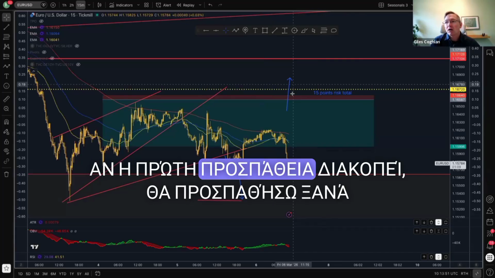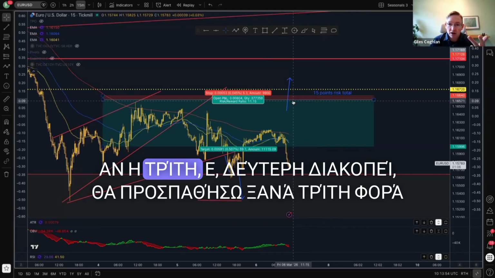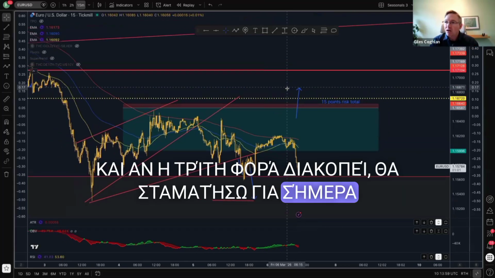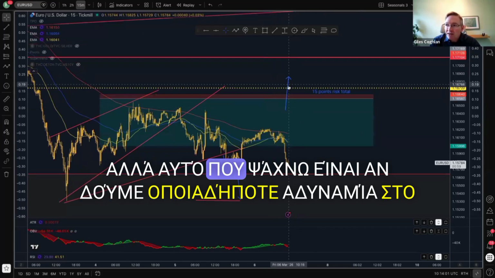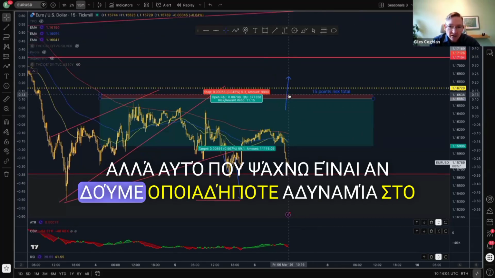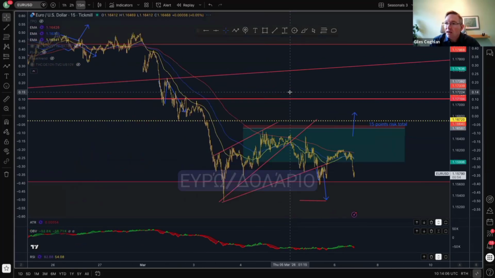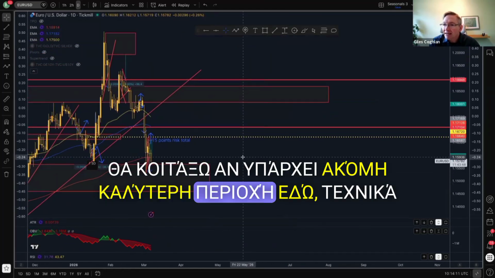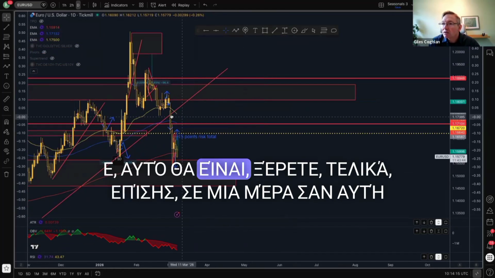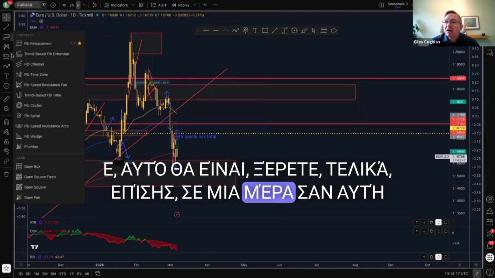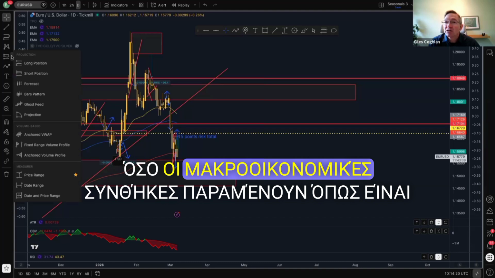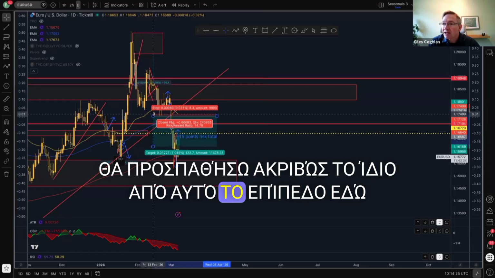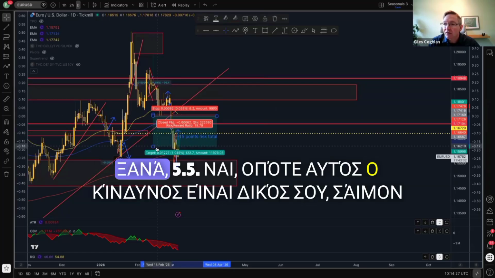If the first attempt is stopped out, I'll try again. If the second is stopped out, I'll try a third time. And if the third time is stopped out, I'll quit for the day. But I'm looking for that if we see any euro dollar weakness. And let's see if there's an even better area here technically. On a day like this, as long as the macro conditions remain as they are, I tried exactly the same from this level here. Again, 5-point stop.